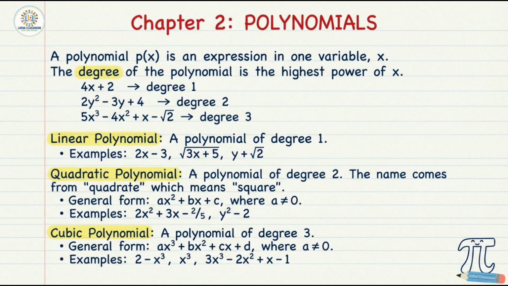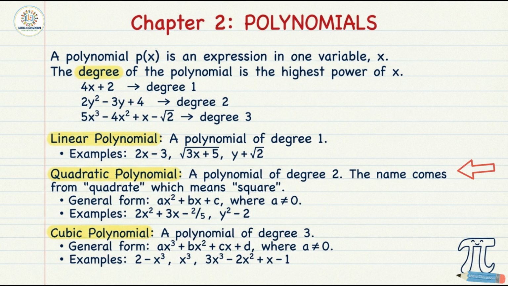Now, linear polynomial. What is a linear polynomial? A polynomial of degree 1. Examples: 2x minus 3, square root of 3x plus 5, y plus root 2.